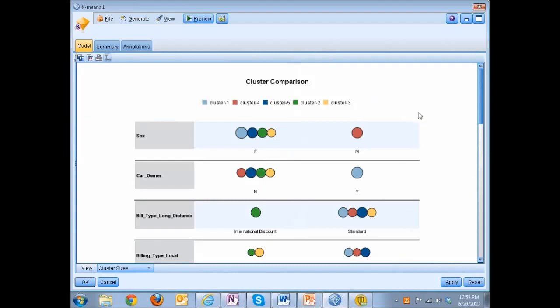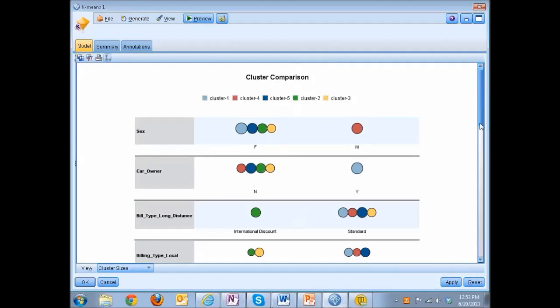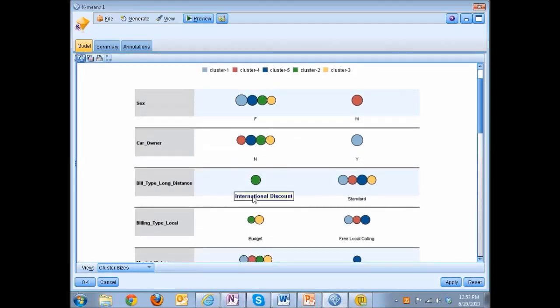Now you can see, here are our clusters. And it's interesting to note, these are the customers who've left. First of all, they're mostly female, so there's something interesting about that. Generally speaking, cluster 1 has car owners, the rest are not. Cluster 2 is characterized by having an international discount, so there's something interesting there.